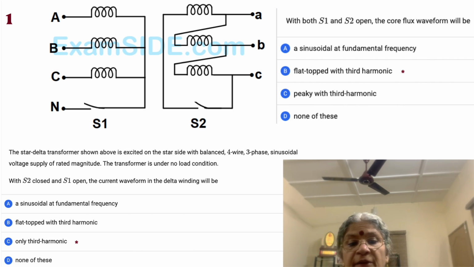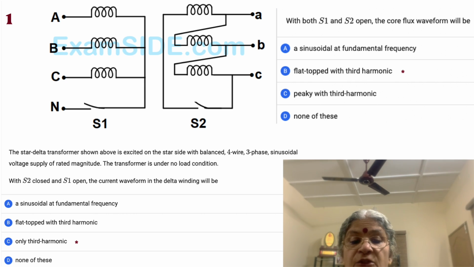So I suppose it's very clear. The picture is very obvious. We have a star delta transformer. So long as S2 is closed, and S1 if it's closed, the star point is connected to the neutral as well. Okay. So let's read: the star delta transformer shown above is excited on the star side with a balanced 4-wire, 3-phase sinusoidal supply voltage of rated magnitude. The transformer is under no load condition.